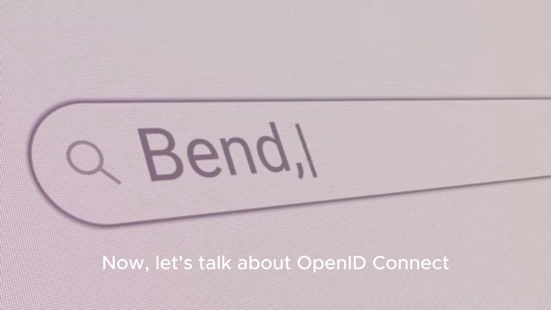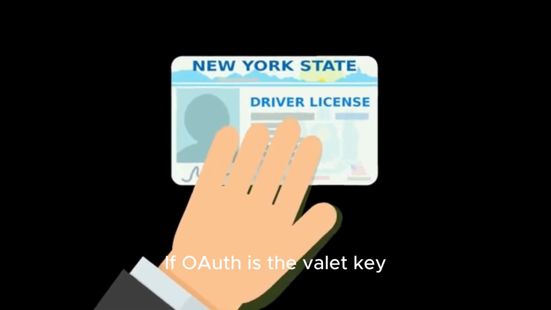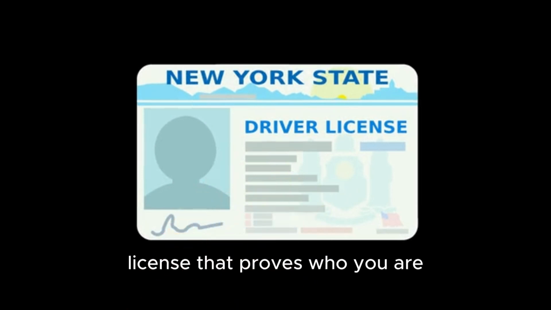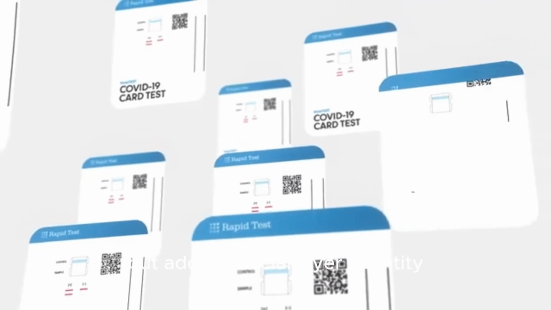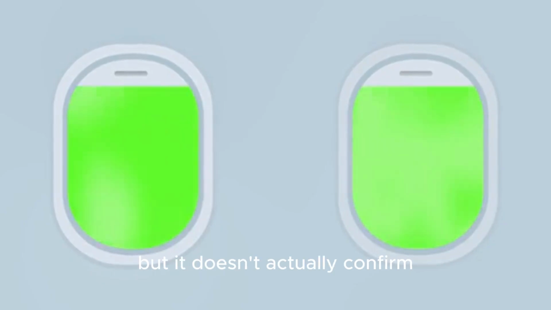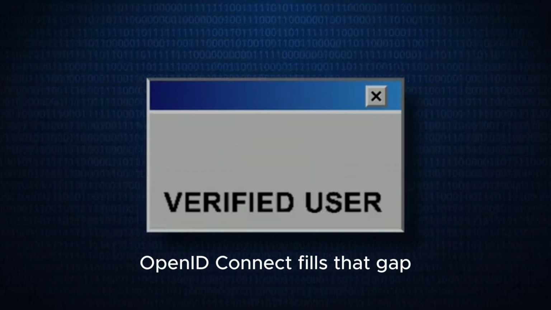Now, let's talk about OpenID Connect, or OIDC. If OAuth is the valet key, OpenID Connect is the driver's license that proves who you are. It works right on top of OAuth, but adds a crucial layer: identity. OAuth is great at granting permission, but it doesn't actually confirm who the user is. OpenID Connect fills that gap.